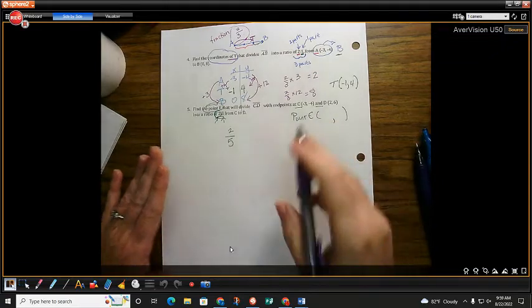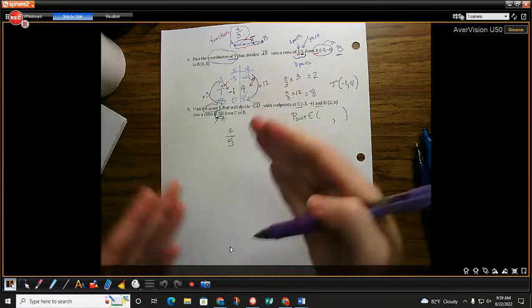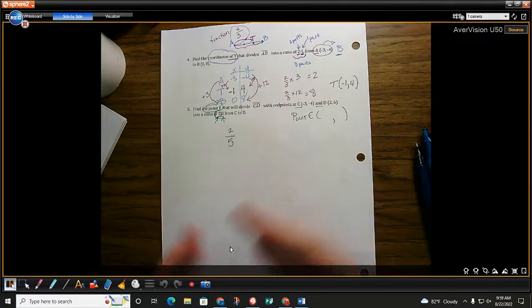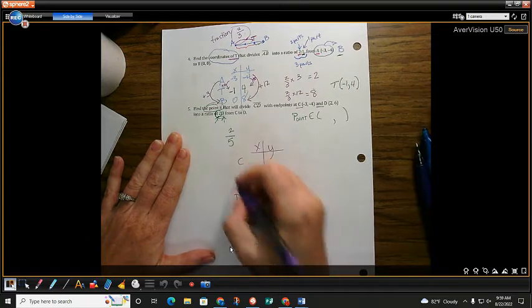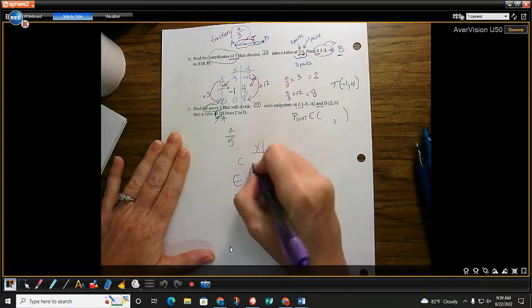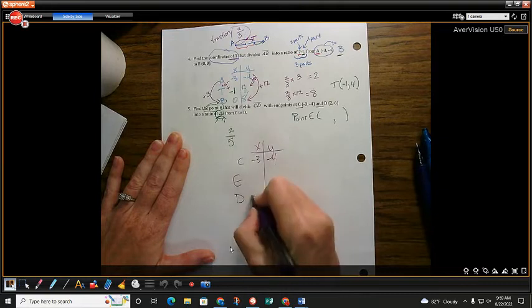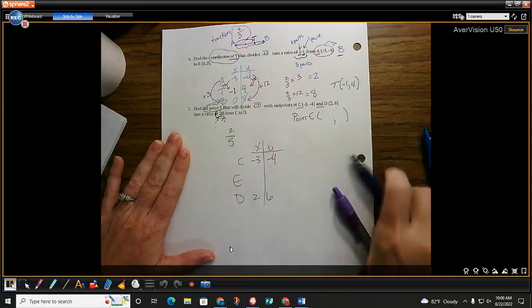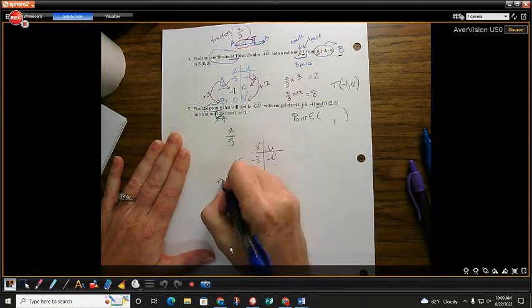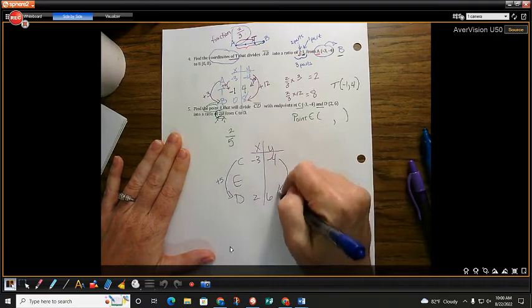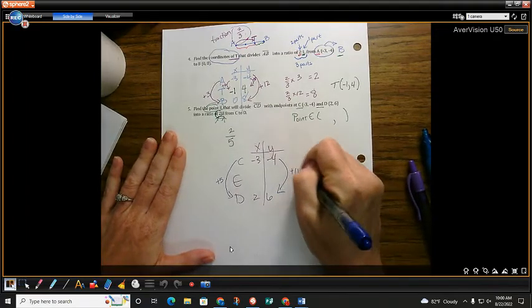Okay, so then can I follow the same steps as before to get my fractional distances and find point E? Do you feel like doing it? You would still set up your X and Y. You're going to have C, D, with E in the middle. You're starting at -3, -4. You're going to 2, 6. So my total distance from -3 to 2 is what? Up 5. And my total distance from -4 to 6 is up 10.